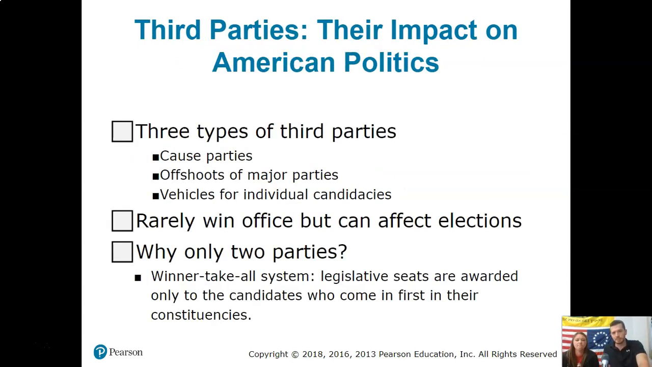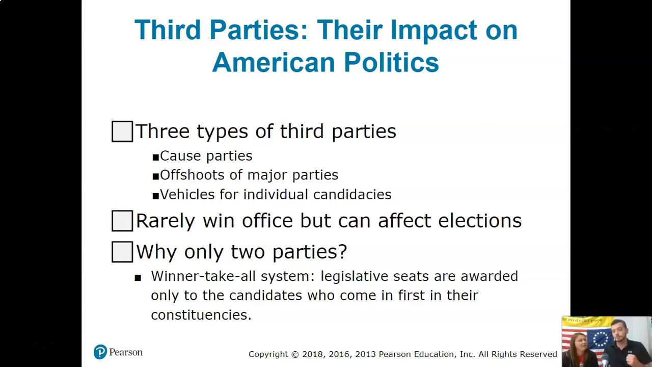Third parties and analyzing their impact. There are three types of third parties: cause parties, offshoots of major parties, and vehicles for individual candidacies. They rarely win, but they do affect elections, mostly because they pull votes away from the major parties.